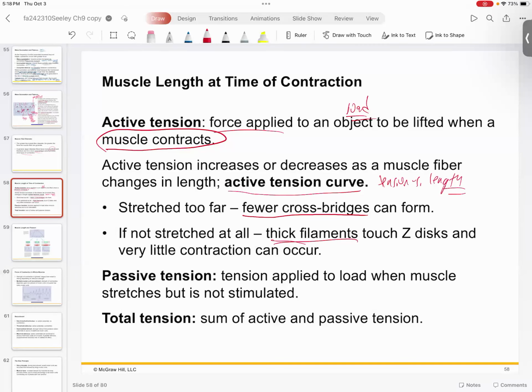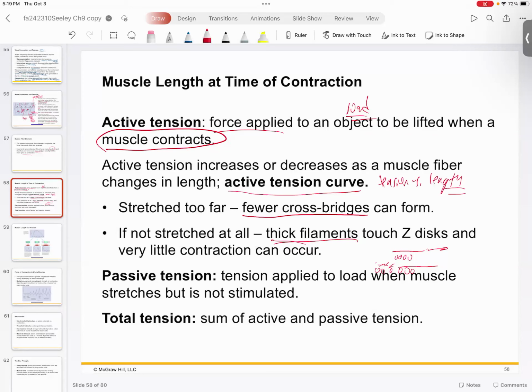If you recall, the actin looks something like this, where the myosin heads are supposed to overlap. But if you stretch this too far this way, what's going to happen is you're going to get an actin filament where some of these heads are off the end. And so you're not going to be able to get as much strength because these are not going to be able to attach and pull on the actin because they're not in that zone of overlap. So you don't want to stretch it too far.